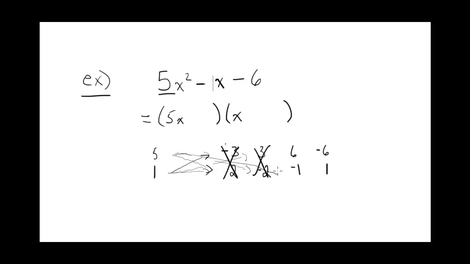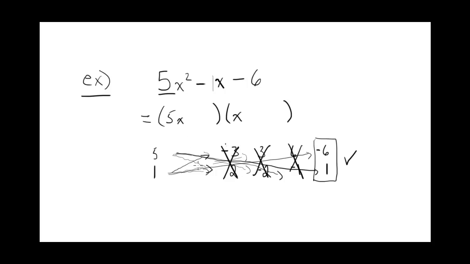Try the diagonal. 5 times negative 1 is negative 5. 1 times 6 is 6. If I add those together, I get positive 1. Almost. I want a negative 1. So this pair doesn't work. But now we're on to the last pair. Hopefully this pair works. 5 times negative 6, negative 30. 1 times 1, 1. If you add those, nope, doesn't give me negative 1. But now let's try the diagonal. 5 times 1 is 5. 1 times negative 6 is negative 6. If I add those, I get negative 1. So this is the pair that works.